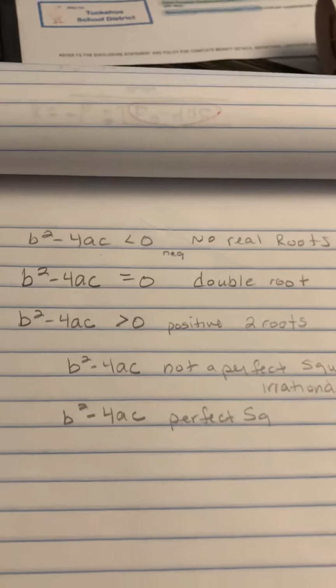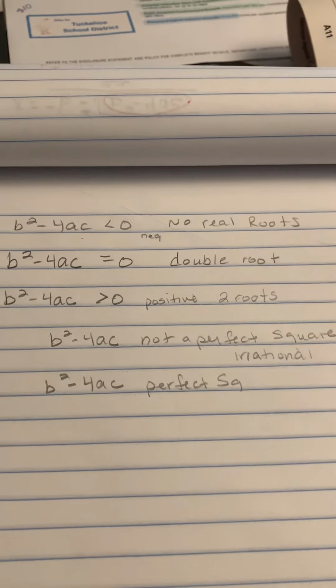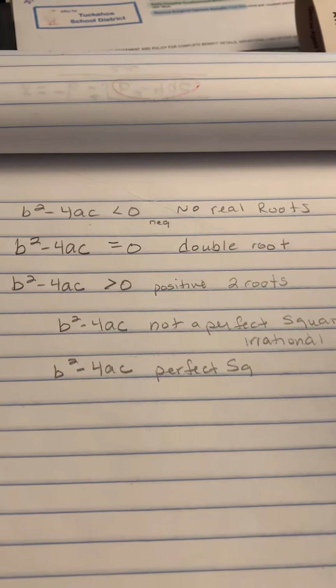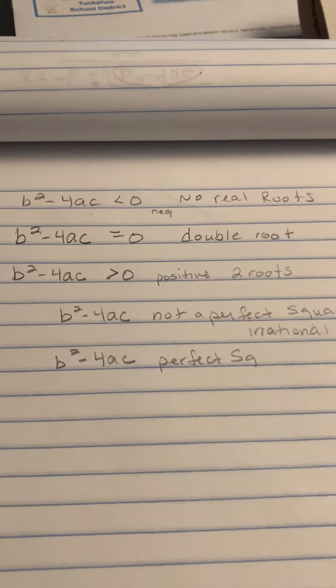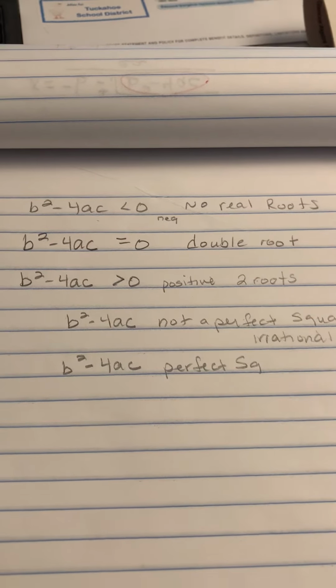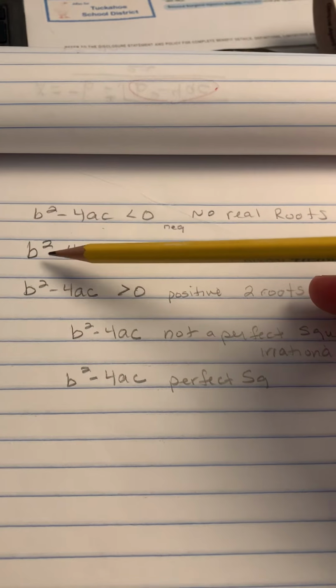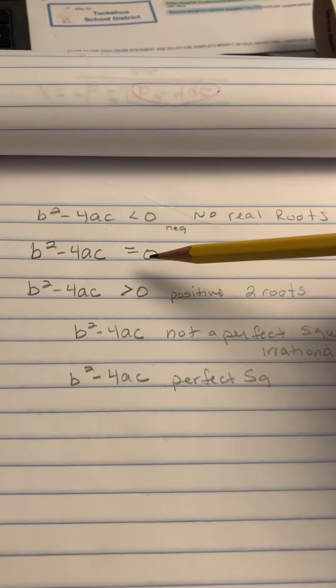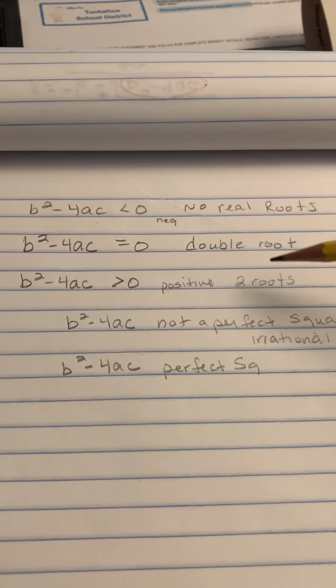As we demonstrated on the calculator, those were the ones where the discriminant came out to be negative, and they did not cross the x-axis. The one that comes out to equal 0 exactly is called the double root.